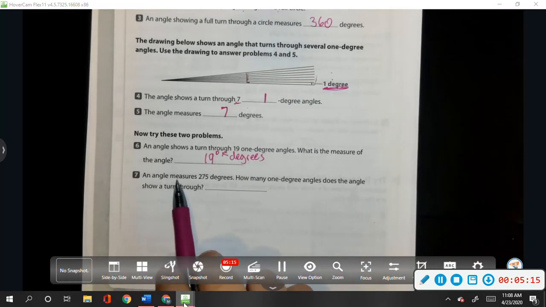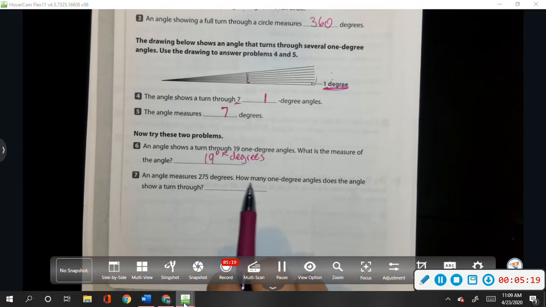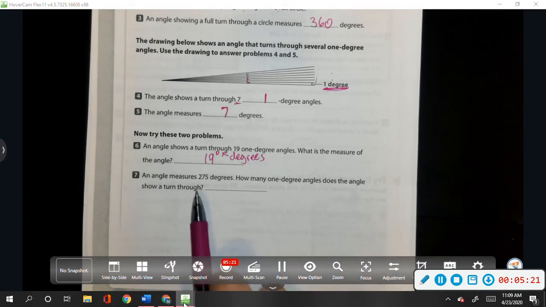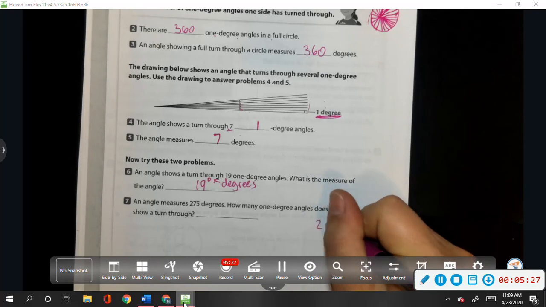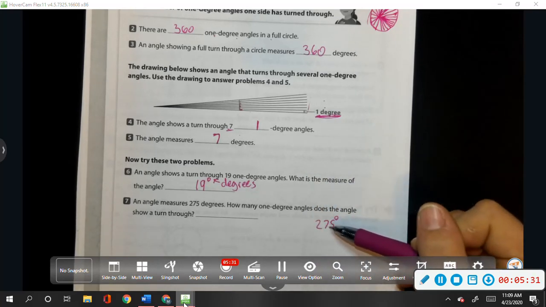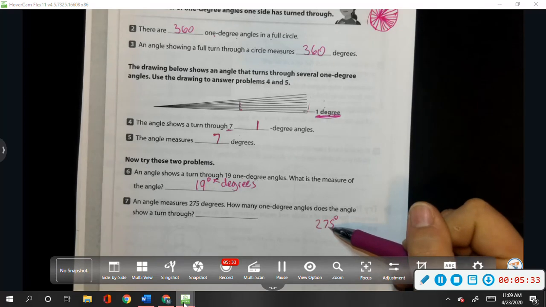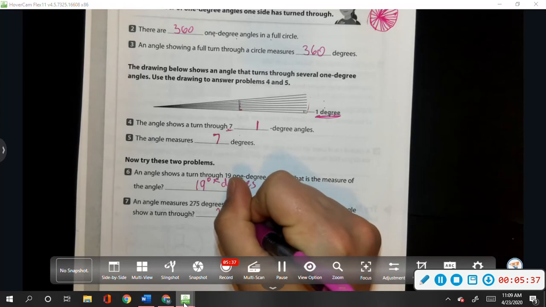Number 7, an angle measures 275 degrees. How many 1-degree angles does the angle show a turn through? So this is kind of flip-flop. We know that it's going to be 275 degrees. How many 1-degree angles does it make to get to 275? 275.